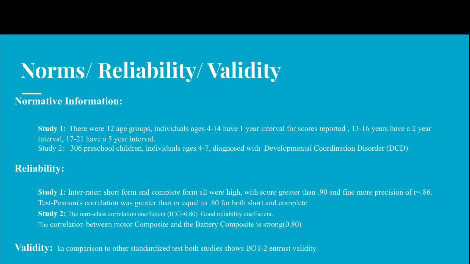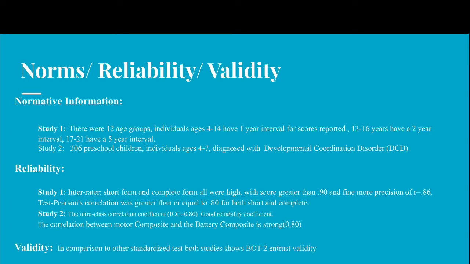So for the normative information, there were 2 studies that we looked into. The first one had 12 age groups, individual ages 4 to 14, with a 1 year interval for score reported. 13 to 16 years have a 2 year interval and 17 to 21 years have a 5-year interval. For the second study, there were 306 preschool children, individual ages 4 to 7, with developmental coordination disorder.